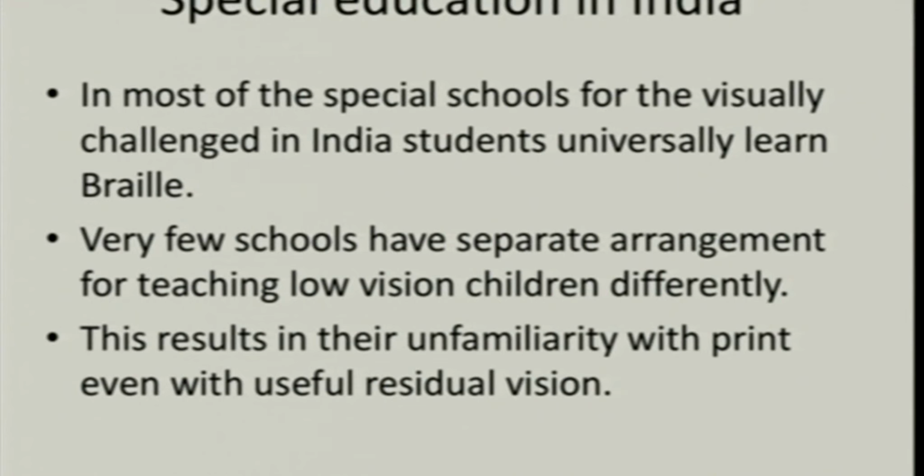In most special schools for the visually challenged children, it's a uniform prescription of Braille. I have seen children with albinism, with low vision devices, they can really see very well, but we see that they are reading Braille. They are not supposed to read Braille. And when we give them the text, they are not that good in reading. They are much faster in reading the Braille than the text. And very few schools have a separate arrangement for teaching low vision children differently. So this results in unfamiliarity with the print, even with the useful residual vision.